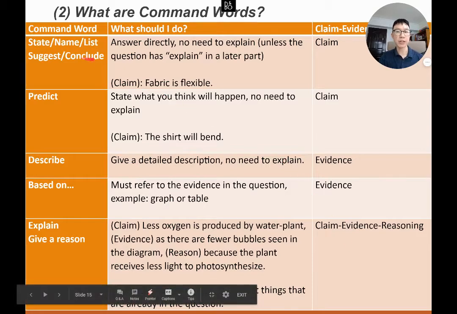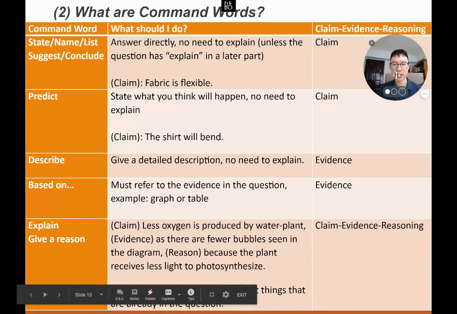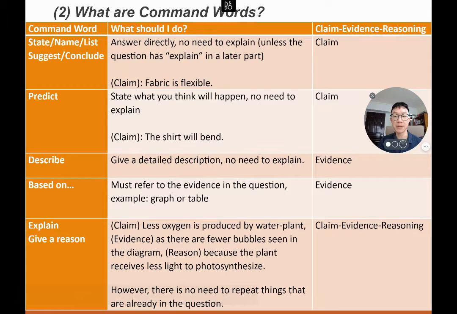Now there's also a Word document with these command words, with this table. But the point of this table is that we have CER as our science department thinking routine, but many students have the misconception that they always need to use all three parts of C, E, and R. Well, that's not always true. Let's take a look at an example.